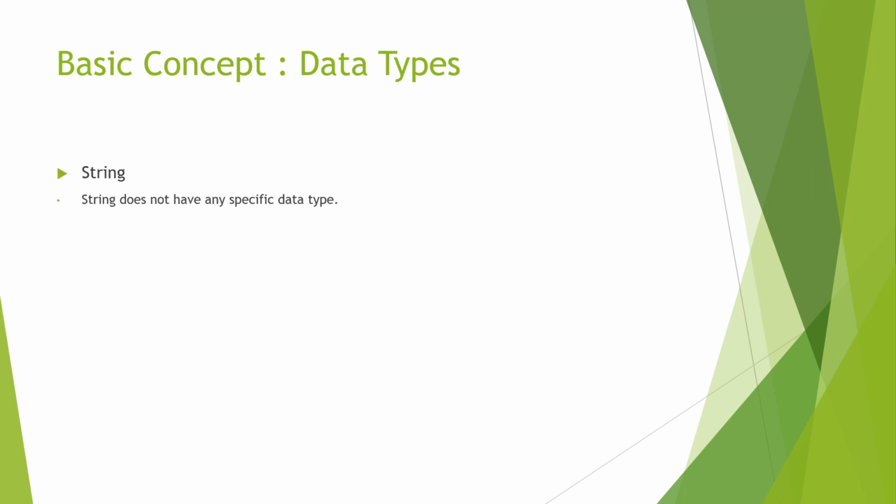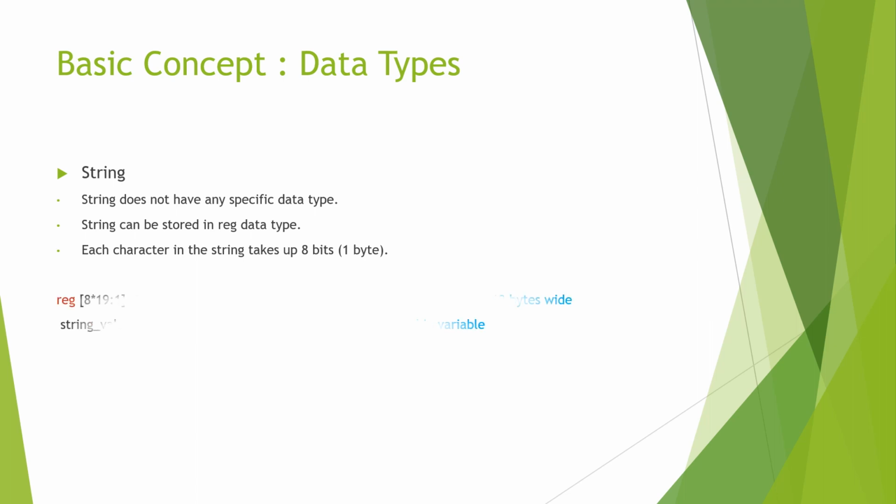Now strings. A string doesn't have any specific data type. A string can be stored in a reg data type. Each character in the string takes up 8 bits, meaning 1 byte. Now let's take an example. Here we have declared one reg data type variable called string value, that is 19 bytes wide. Now we are assigning the string hello Verilog world to that string variable. Here each character of hello Verilog world occupies 8 bits including the spaces, and the total number of characters in the hello Verilog world string is 19 including spaces. So this string will occupy 19 bytes.